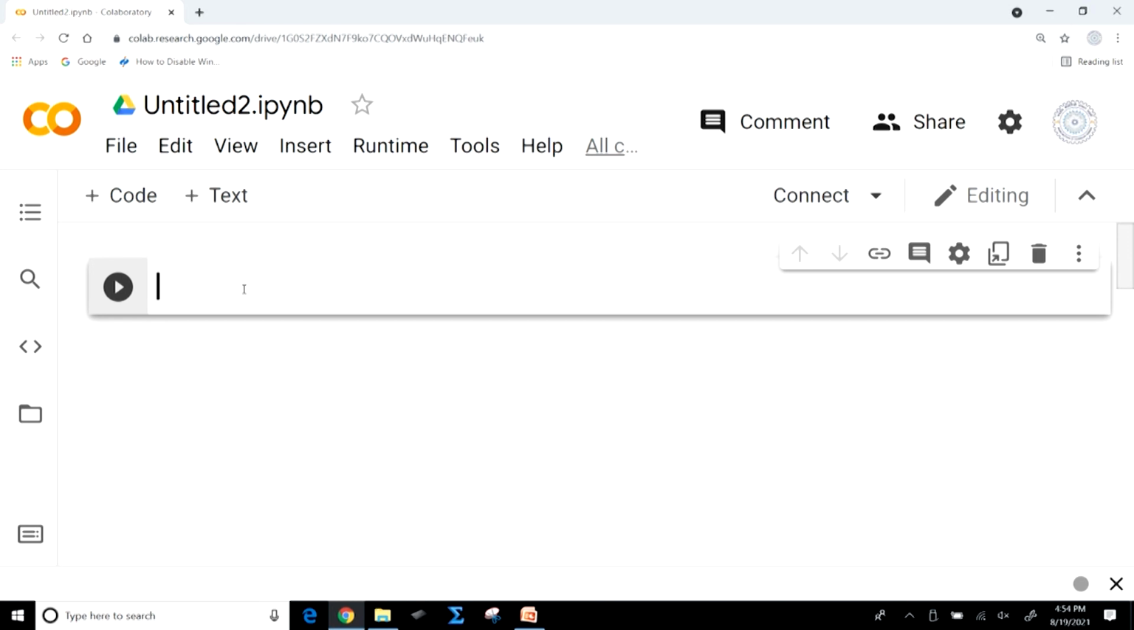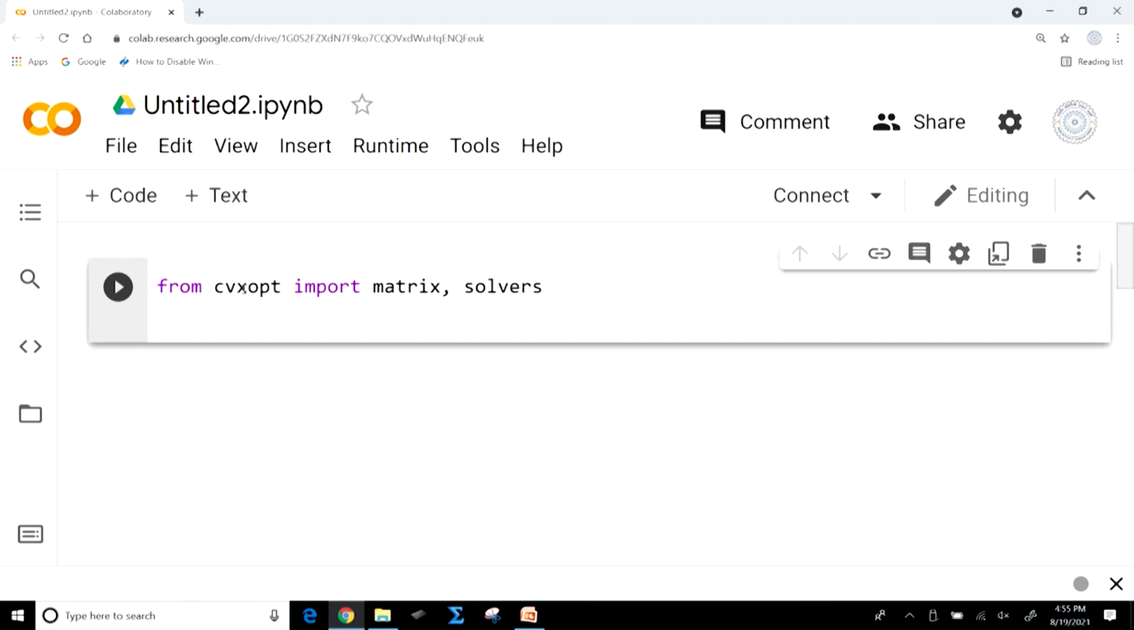So, let us see how we can find the optimal solution of this particular problem using CVXOPT. First of all, I will import matrix and solvers from CVXOPT, the convex optimization software. So, from cvxopt import matrix and solvers. First of all we do this, then we will feed A. What A will we have?